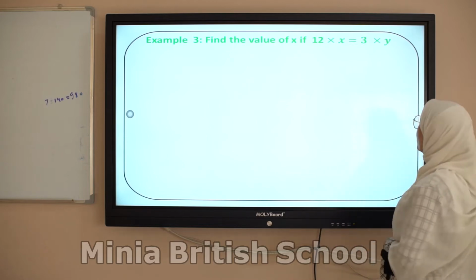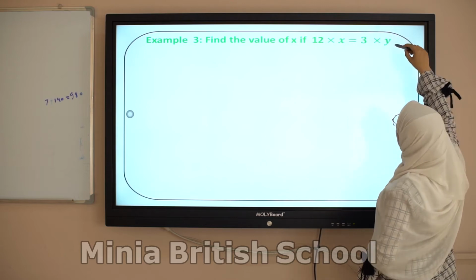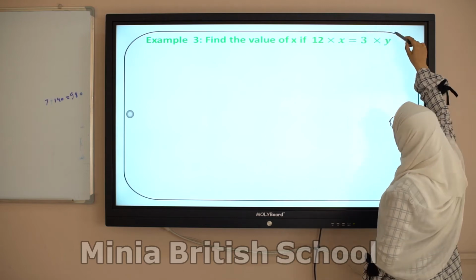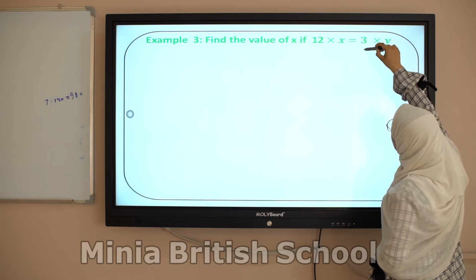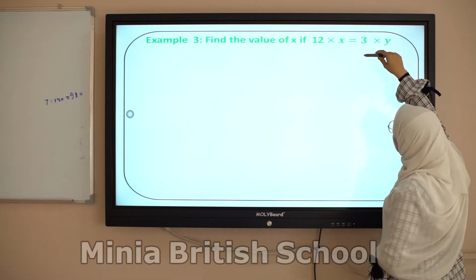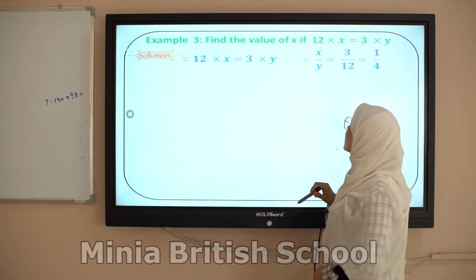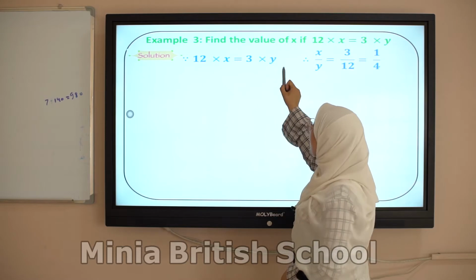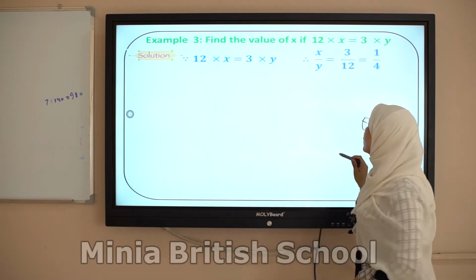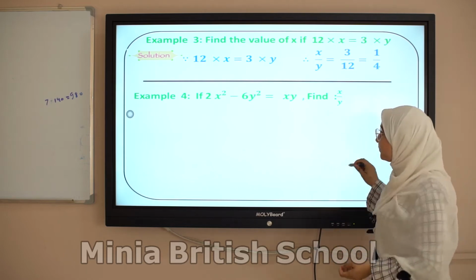So I start with y. I can find x to y. X to y equals 3 to 12. Again, x to y equals 3 to 12, okay? You can simplify it. We get 1 over 4.